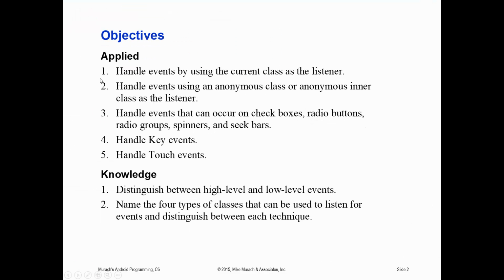You'll notice that we have 5 applied objectives and 2 knowledge objectives. Our applied objectives: handle events by using the current class as the listener, handle events using an anonymous inner class as the listener, handle events that occur on checkboxes, radio buttons, radio groups, spinners, and seek bars, handle key events, and handle touch events. Our knowledge objectives: distinguish between high-level and low-level events, and name the 4 types of classes that can be used to listen for events, and distinguish between each technique.